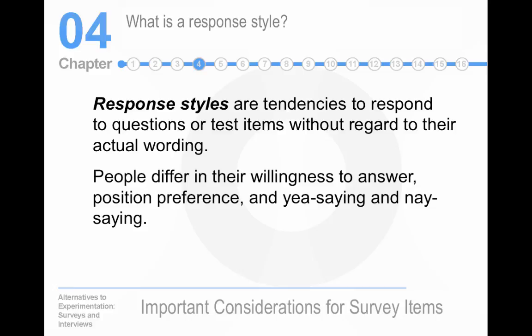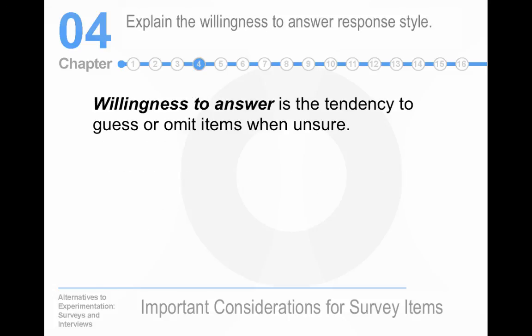Response styles are just tendencies, the way people tend to answer questions. And so how do we circumvent these problems? Willingness to answer is the tendency to guess or skip items. If there's no right answer on your quiz, or on your survey, excuse me, then tell people that there's no right answer, because then they'll be more likely to answer, because they don't want to be wrong, but if there's no right answer, then they're fine.